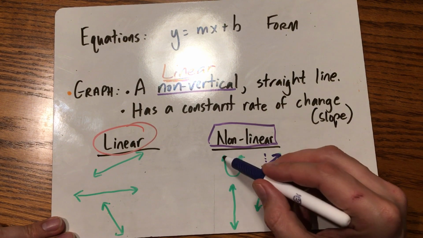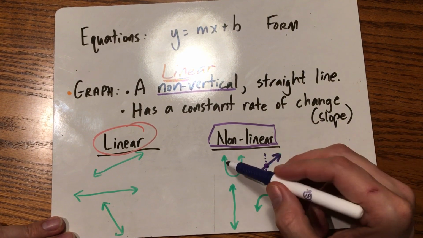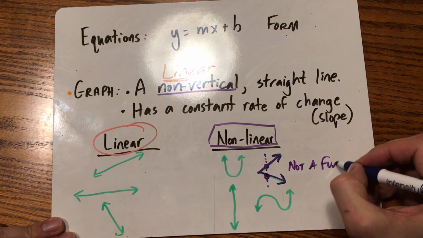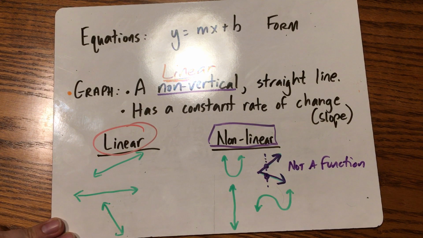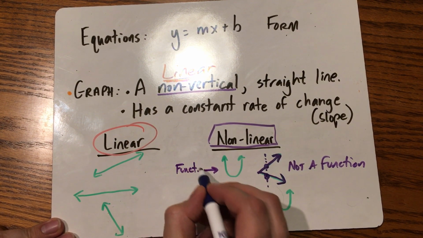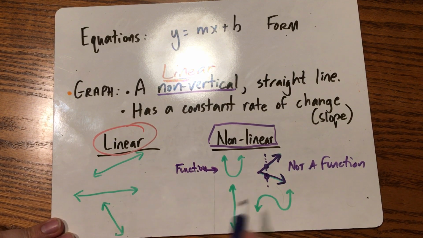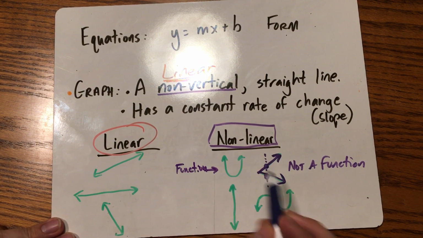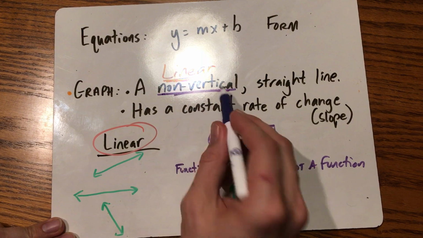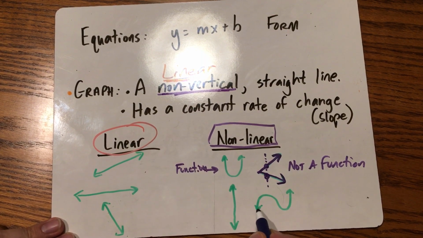This is a function, but it is not a linear function. This is a non-linear function. This is not even a function. So sometimes they are functions, sometimes they are not. This is actually a function, but it is non-linear because it is not in a shape of a line. This is not a line, and this is not a line either. I mean, this is a line, but it can't be vertical. This has a different slope. Here it starts going up, then it starts going down, then it starts going up again.